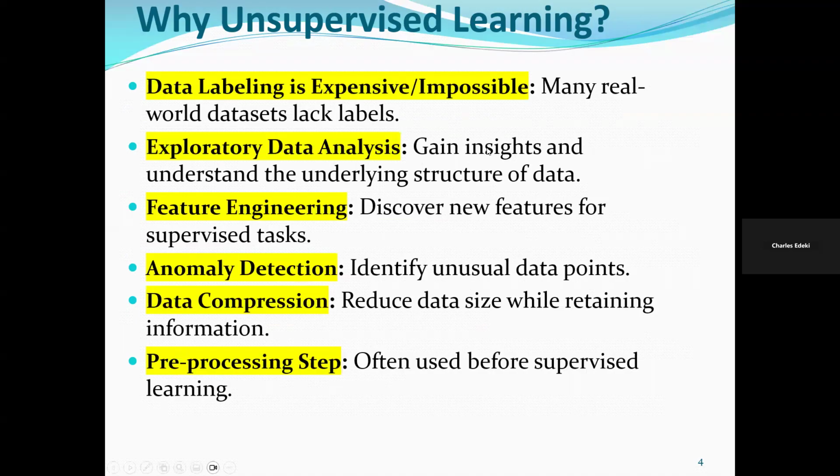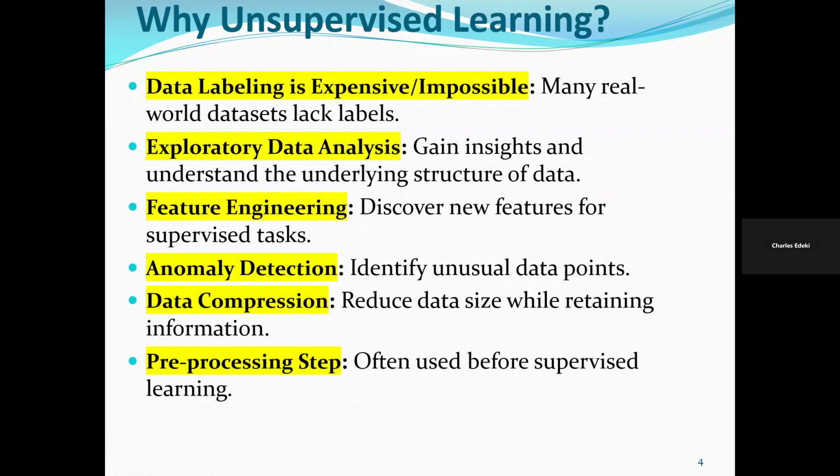So here they say, why unsupervised learning? I think we already explained some of it. First of all, data labeling is expensive, or sometimes even impossible. So we don't have training data. If that is the case, unsupervised learning can work. Or as we say, we can also use EDA. We are trying to gain some insight or understand the underlying structure of the data.